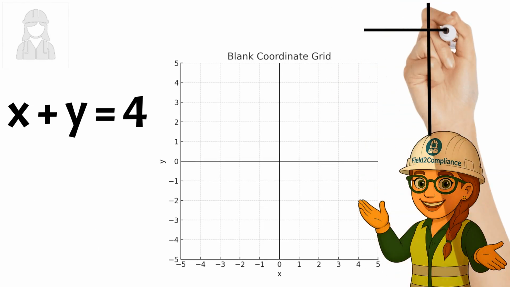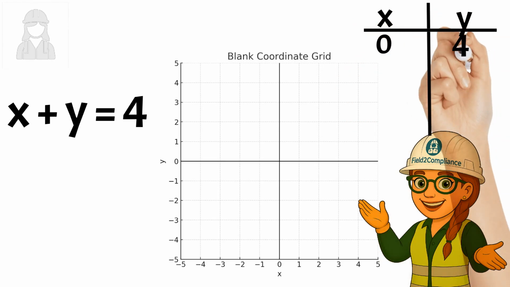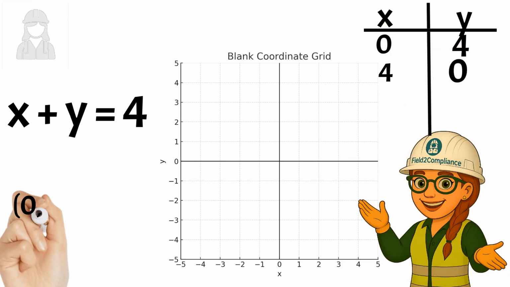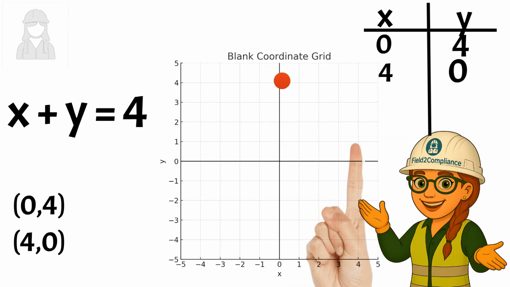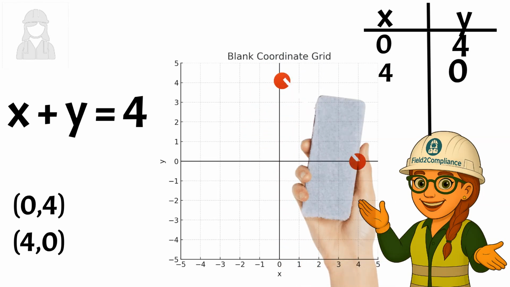And step 3, plot the points and connect them with a straight line. All you need is 2 points to make a line. That's the graph of x plus y equals 4.